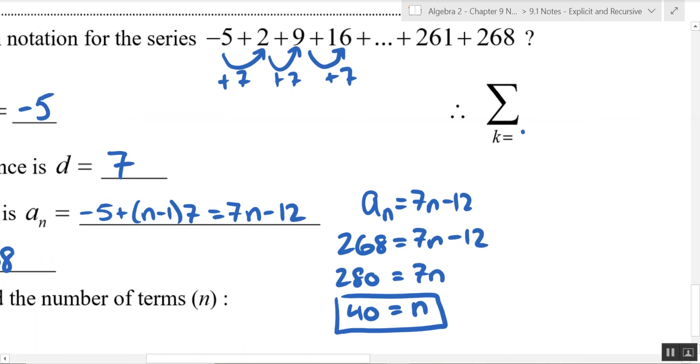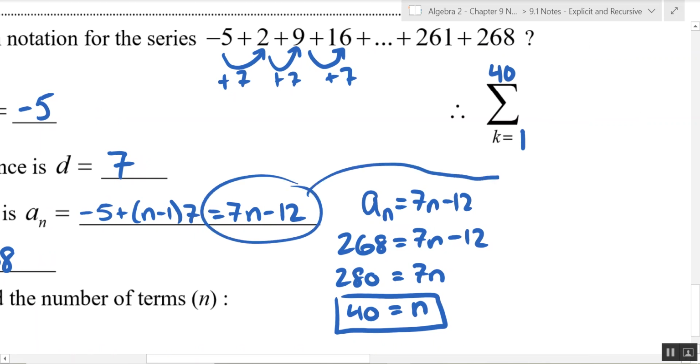We're going to start with k equals 1 and go all the way until k equals 40 because we want 40 terms in this series. And the expression that we got for the nth term is going to go right here. That is 7n minus 12. And that's the summation notation for this series.